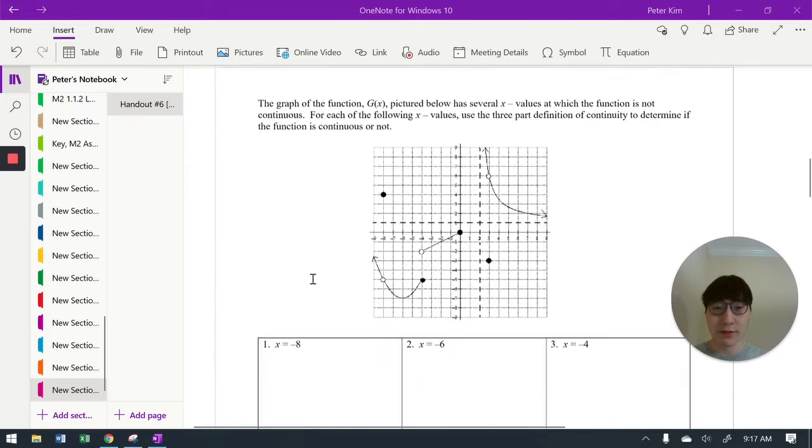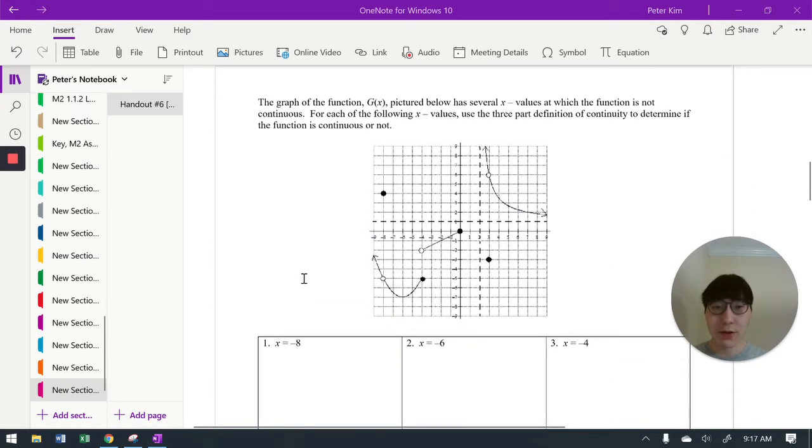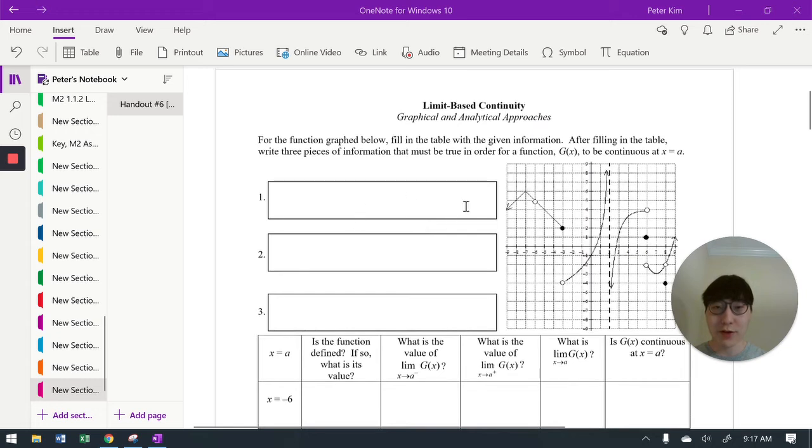All right, folks. We just covered the first page. It's blank over here, but yeah, we talked about three conditions that must be true in order for a function g of x to be continuous at x equals 8, right?